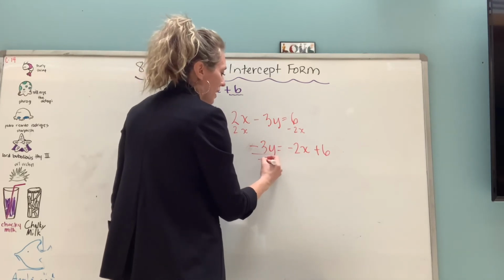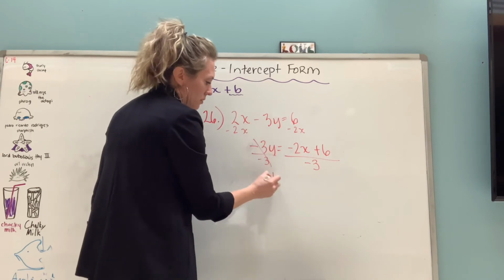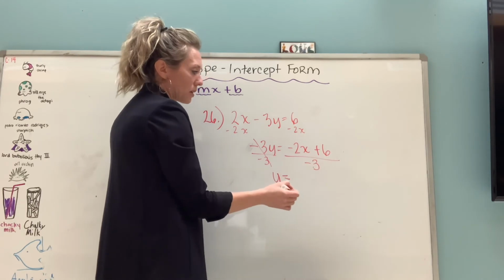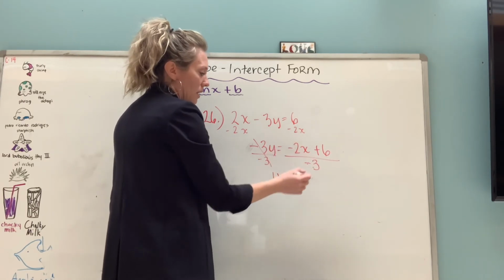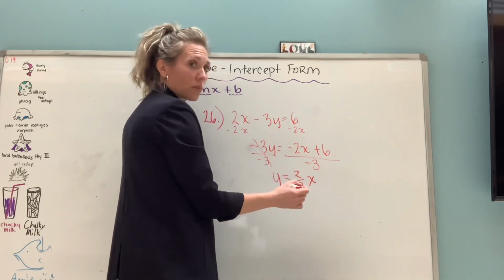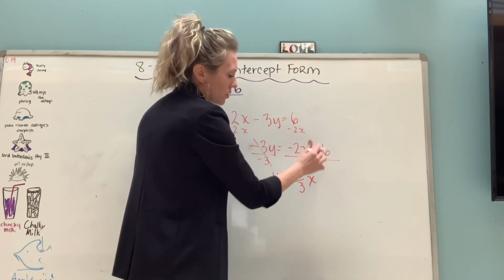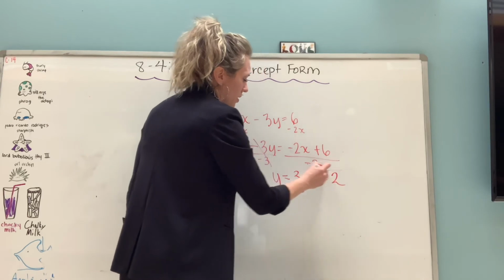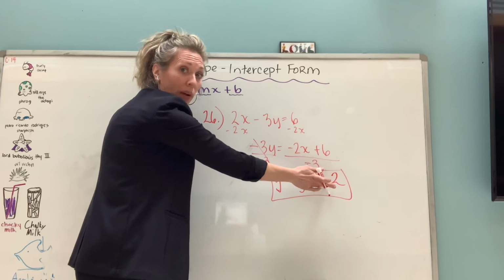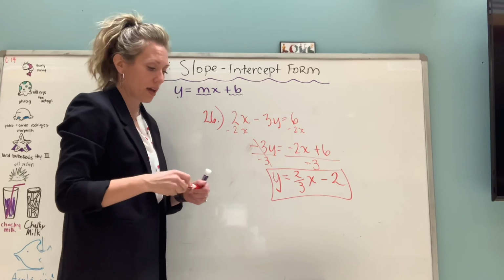Now I'm going to divide each side by negative 3. So this gets canceled, and y equals, so here, negative 2 divided by negative 3. When I have a negative divided by a negative, that's a positive. So it's just going to be 2/3 x. You can write it as a fraction, totally fine. And then 6 over negative 3 would be negative 2. Now I have this in slope-intercept form. I have my y-intercept, I would graph that, use my slope, and go up 2 and over 3 to make my next points on the graph.